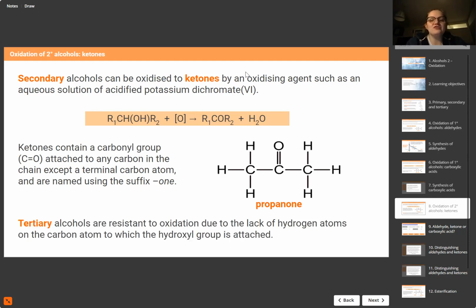Tertiary alcohols are resistant to oxidation due to the lack of hydrogen atoms on the carbon atom to which the hydroxyl group is attached, so they don't oxidize, basically.